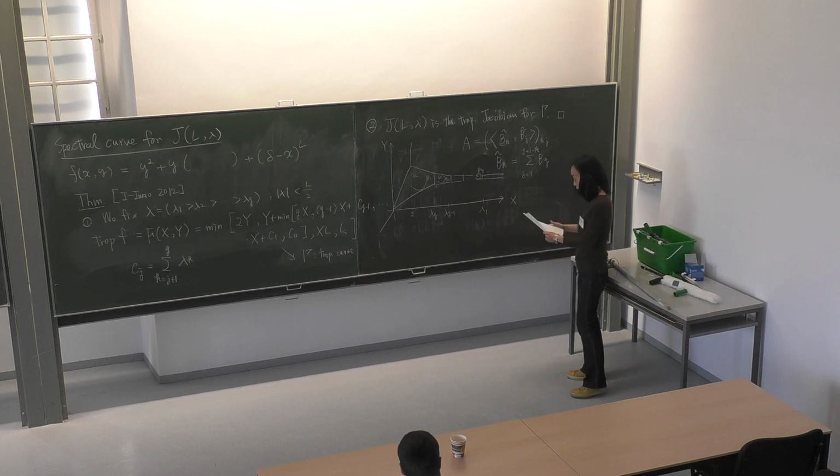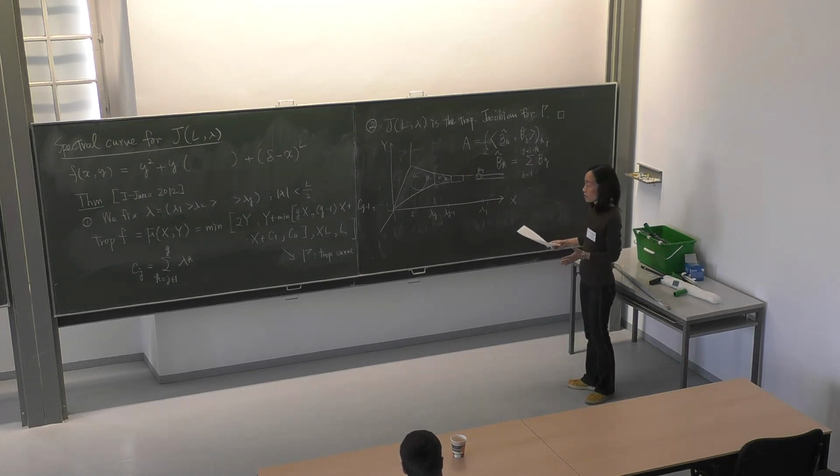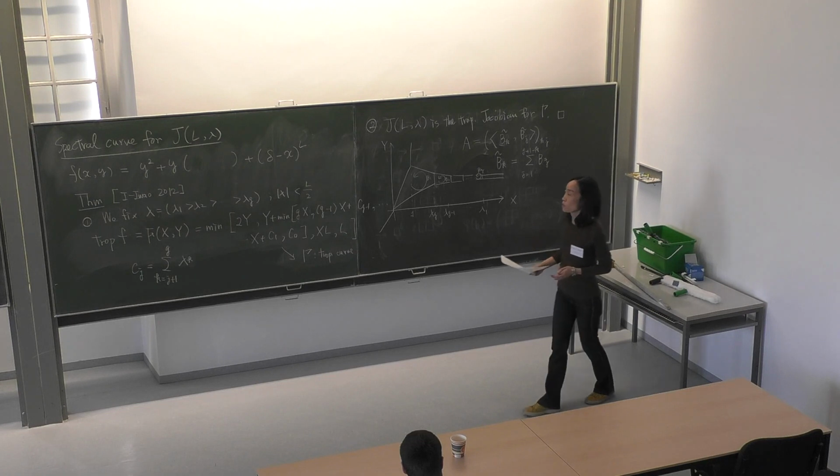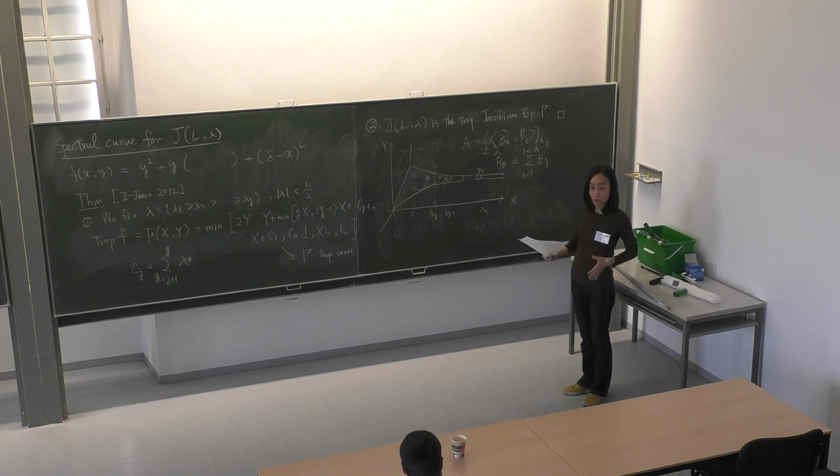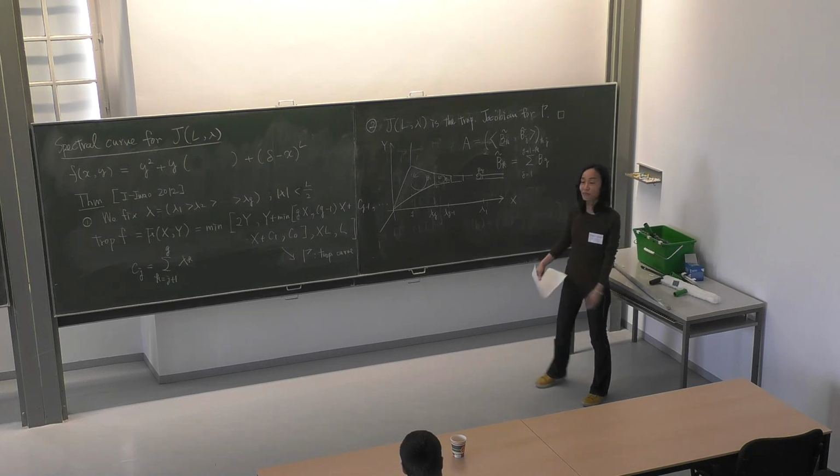So now many important problems for the box-ball system are solved by using KKR and tropical geometry. Thank you very much for your attention.